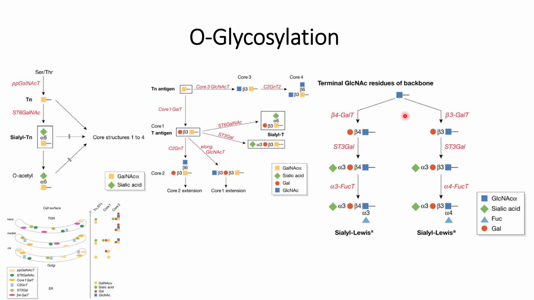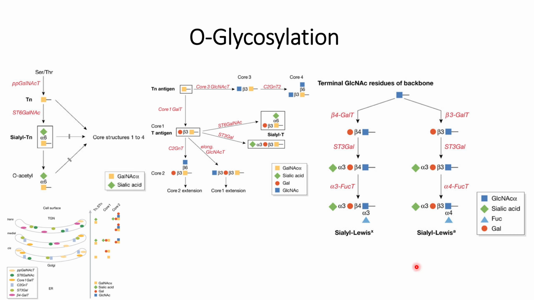Similarly, if beta 3 GalT acts, then it will attach galactose but at the beta 1,3 position, and after that the process is the same. The ST3 Gal will attach sialic acid, and the last one also changes the position. Alpha 4 FUT will attach fucose at the alpha 1,4 position, which is the sialyl Lewis A structure. These are also overexpressed in cancer cells, mainly in pancreatic cancer cells, because of dysregulation in the O-glycosylation pathway.